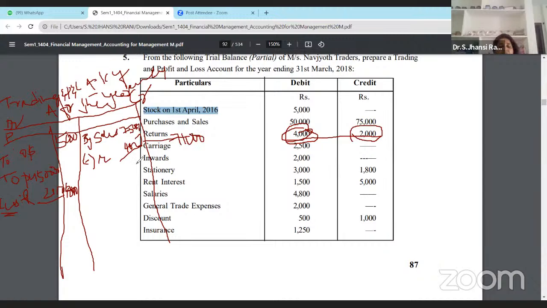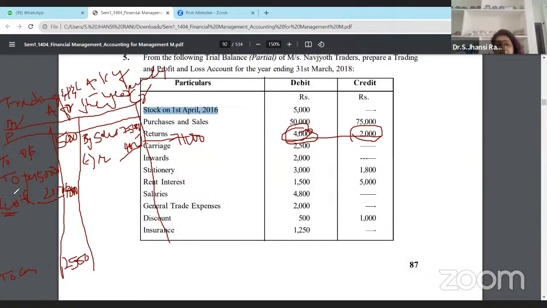Next we have carriage. Here I said we will assume it as carriage outwards, as there is no explanation given to us. So carriage outwards should be written in the profit and loss account. Then how to draw the profit and loss account? I will not draw any profit and loss account separately. Instead, I leave some space and start writing profit and loss account items. To carriage, 2,500, in the profit and loss account.